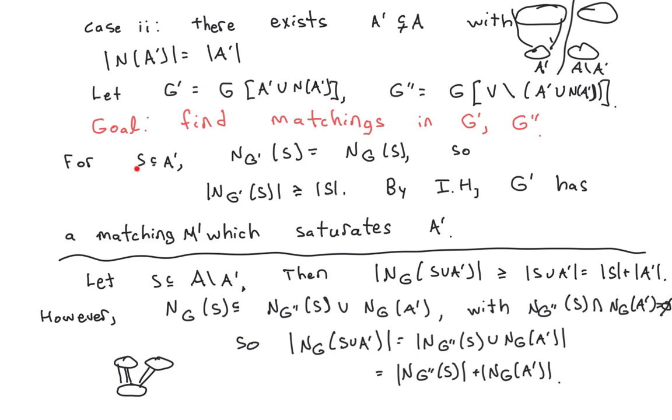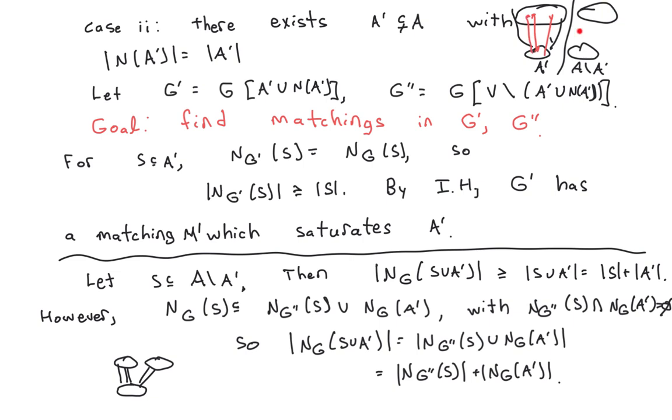So for any S in A prime, the neighborhood of S in G prime is the neighborhood in the original graph. Because we already know Hall's marriage condition holds for the original graph, we have this inequality. Thus, Hall's marriage condition holds for the graph on the left. Because A prime is a proper subset of A, this graph has fewer vertices, so we can apply induction to create a matching in the graph on the left. We know it exists, which saturates every vertex in A prime.